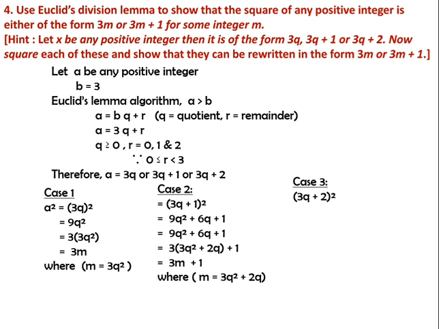Same formula, a square plus 2ab plus b square. a square is 3q square, so 9q square, plus 2ab, 2 into 3q into 2, that is 12q, plus b square, 2 square equals 4. Okay, in this also, the last 4 we take as 3 plus 1.